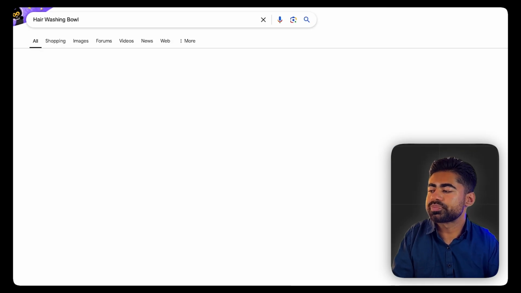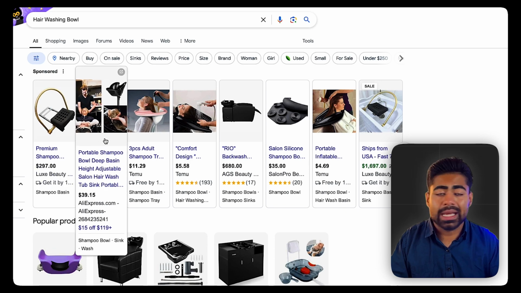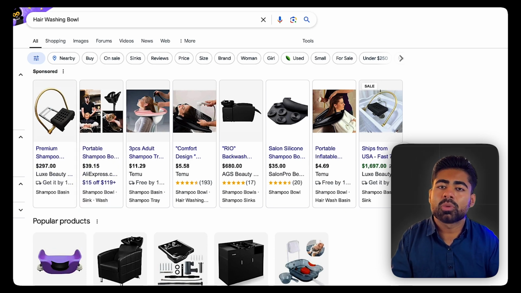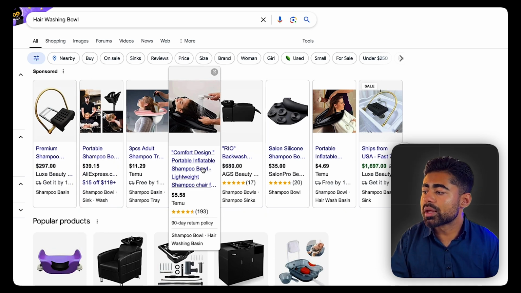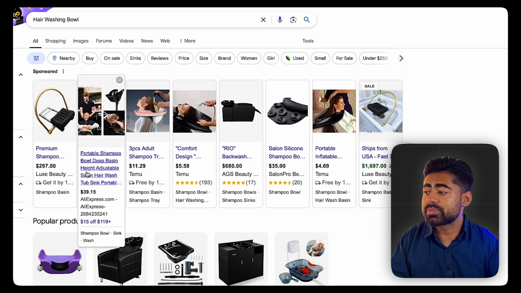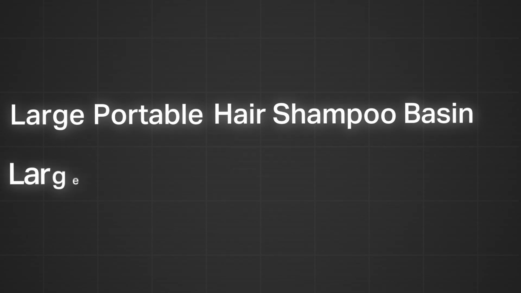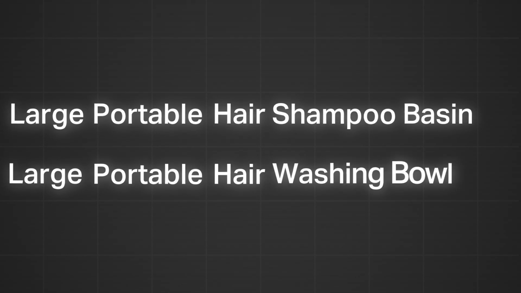And finally, third example, a hair washing bowl. So if we go on Google, now we search up hair washing bowl, we can see this specific basin kind of product coming up. And again, same formula as before, nothing really changes. It's very straightforward. Looking at competitor product titles, we see all of them are almost big. So this means we can probably get away by writing a smaller product title. So in this situation, we can write something like large portable hair shampoo basin or large portable hair washing bowl. All these are ideal product titles.